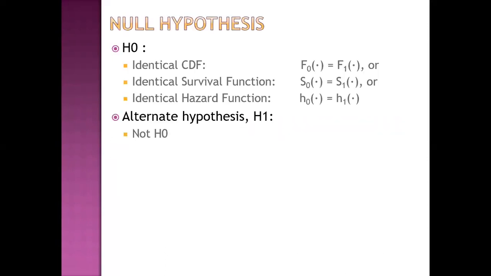Null hypothesis. The null hypothesis is that there is an identical cumulative distribution function, or identical survival function, or identical hazard function. The alternate hypothesis is that the null hypothesis is not true.